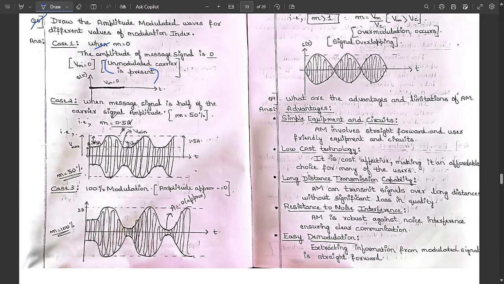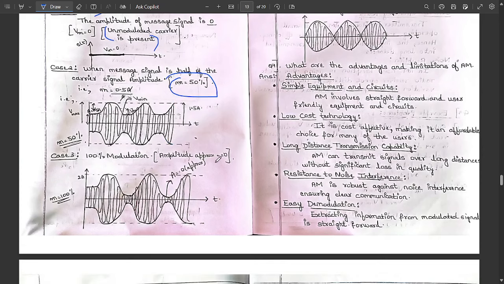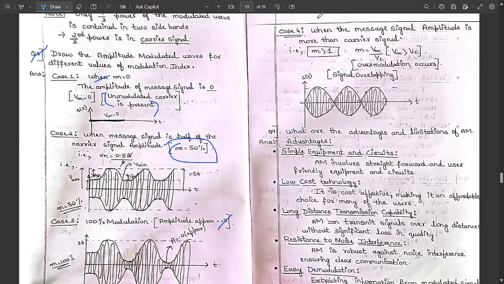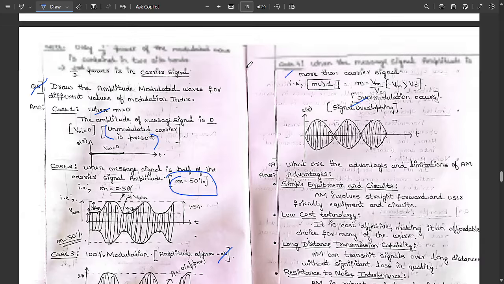For case 2, just consider the value of modulation index as 50%. This is the resultant waveform. Okay. For 100% modulation, the amplitude is approximately 0. Here it reaches, and here it would be touching the axis, so that's why it is approximately 0. Okay. And in case the modulation index is more than 1, that is more than 100%, over modulation occurs and overlapping would be taking place between the signals. Okay. So these are the 4 cases, and this is one more very important question. Pause the video and refer to it.